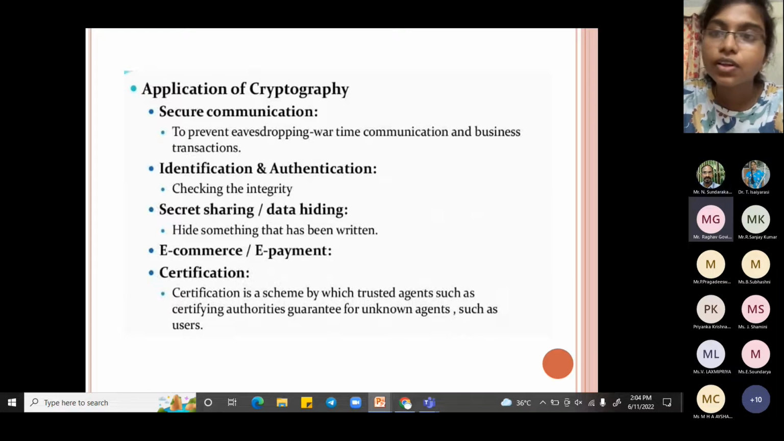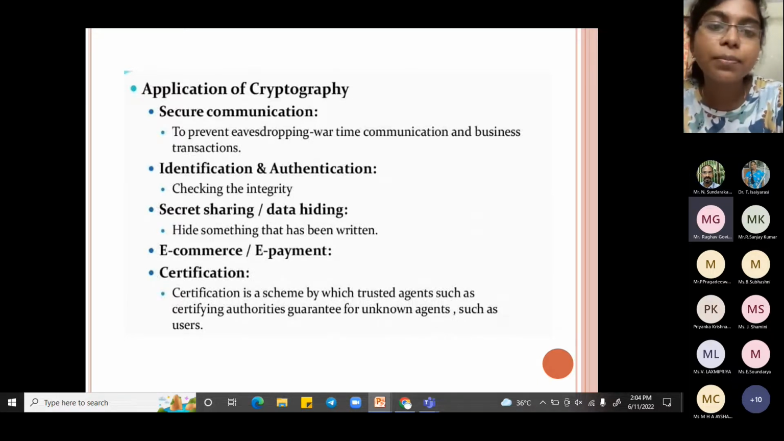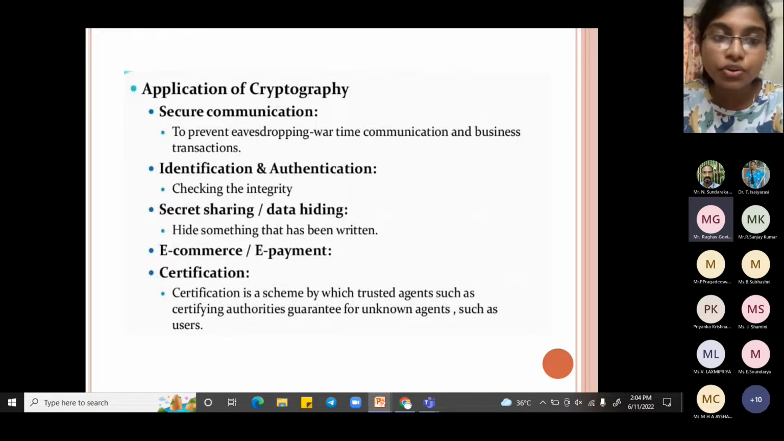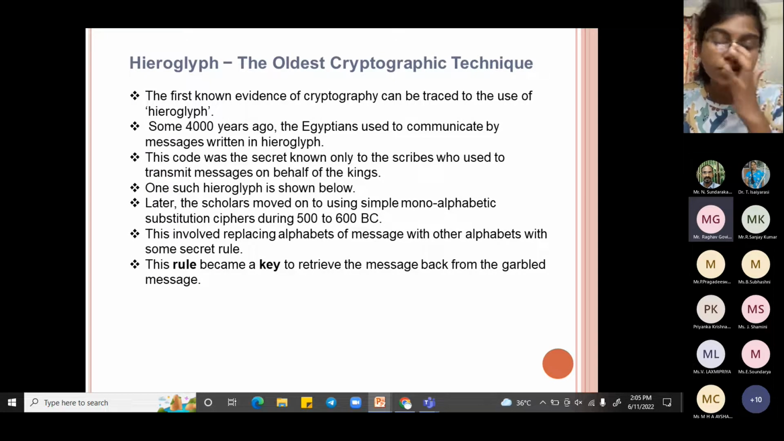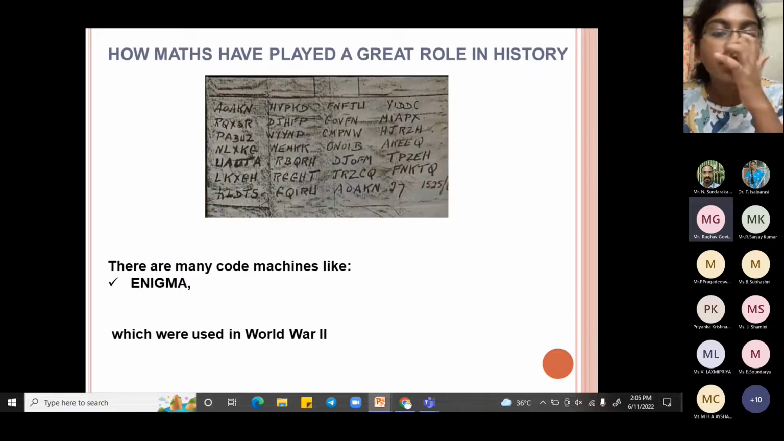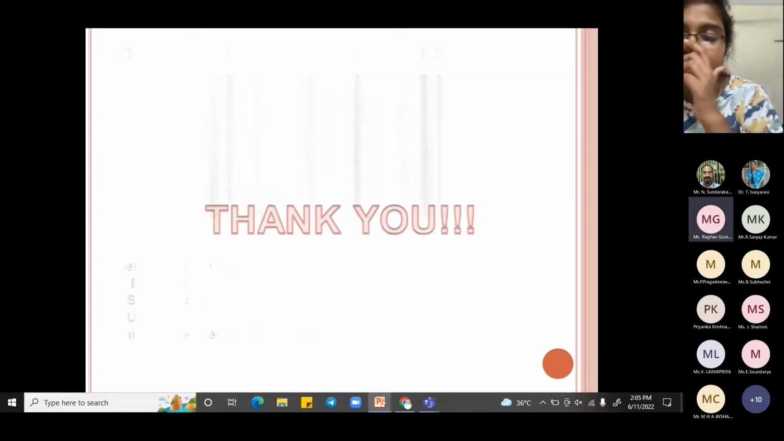Okay. There are certain applications of cryptography, which is used for secure communication, identification and authentication, secret sharing, certification, and e-payment. Cryptography has been used from ancient times, from World War I and World War II. There are many types of cryptography used, and there were many code machines like Enigma, Sigaba, and Ultra, which were used in World War II. And that's it, sir. Thank you.